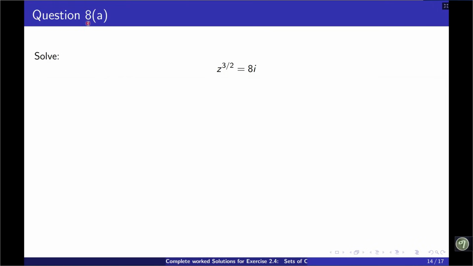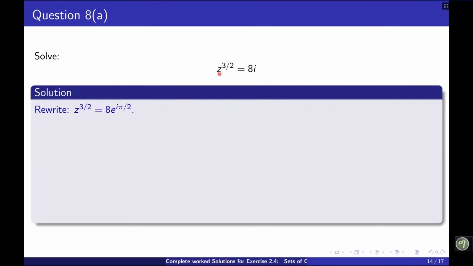The next one is question number 8. It is solving this equation, z to the power of 3 over 2 is equal to 8i. So we need to find the variable here, a certain complex number that may be written in the standard form. To get the value for z, let's rewrite 8i in the form 8 times e to the power of i pi over 2.